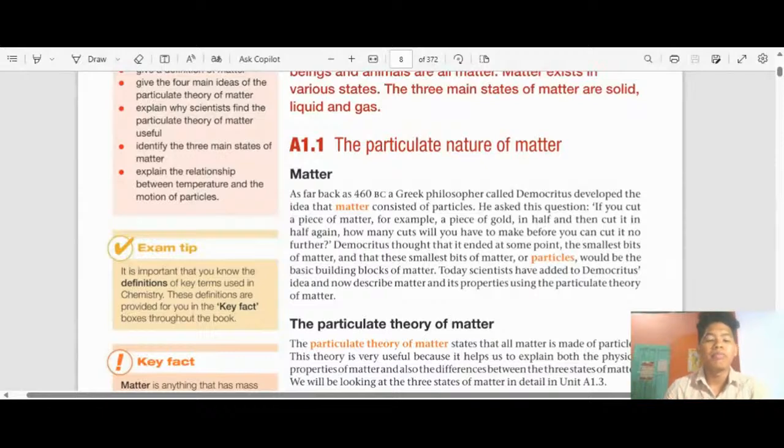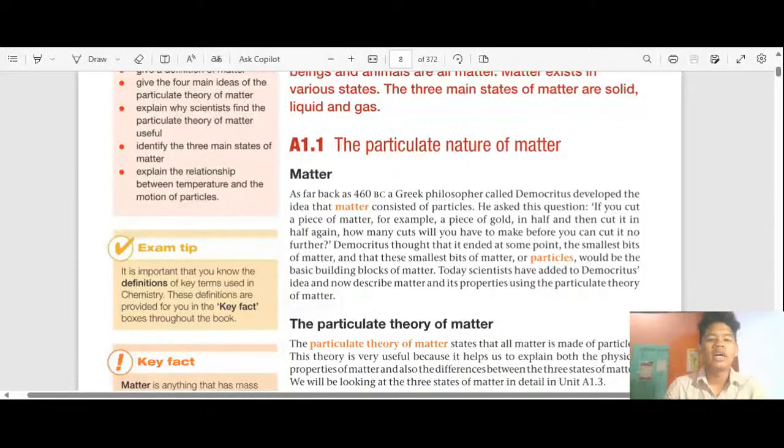Particulate nature of matter. As far back as 460 BC, a Greek philosopher called Democritus developed the idea that matter consisted of particles. He asked this question: if you cut a piece of matter, for example, a piece of gold in half, and then cut it in half again, how many cuts will you have to make before you can cut it no further? Democritus thought that it ended at some point, the smallest bits of matter, and that these smallest bits of matter or particles would be the basic building blocks of matter.